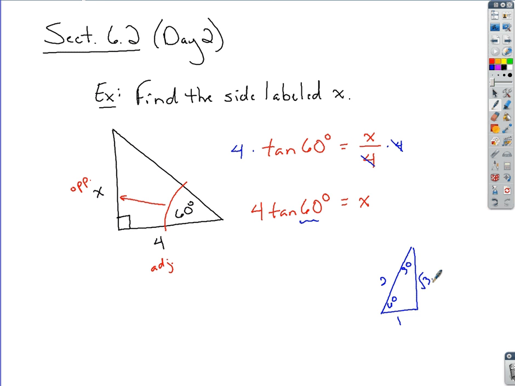If I want to figure out what the tangent of 60 is, well, there's my 60 right there. Tangent's going to be opposite over adjacent, right? So opposite would be root 3, adjacent would be 1. The tangent of 60 is just root 3. So what does x equal? x equals 4 times the square root of 3.